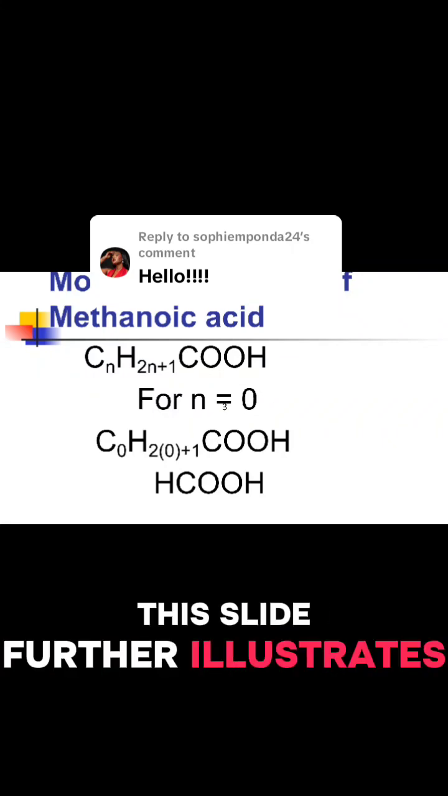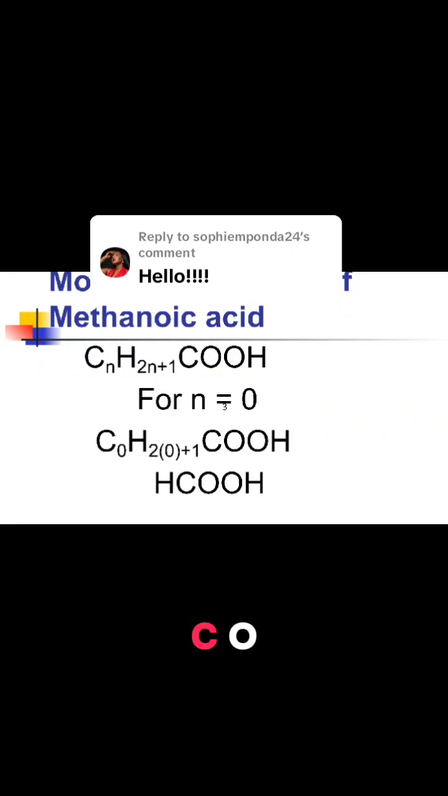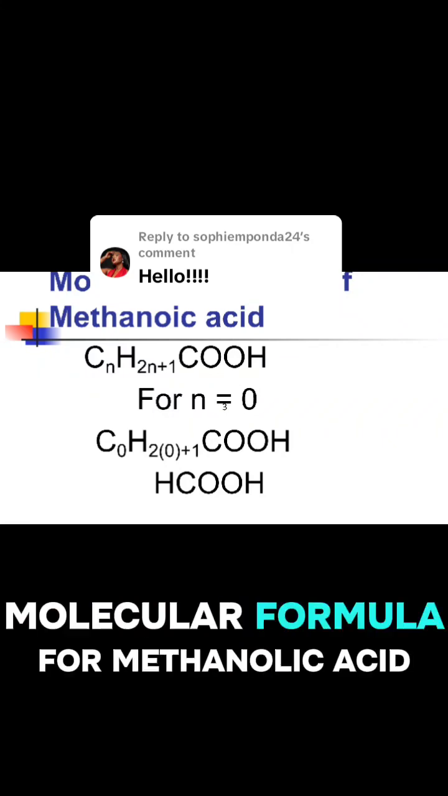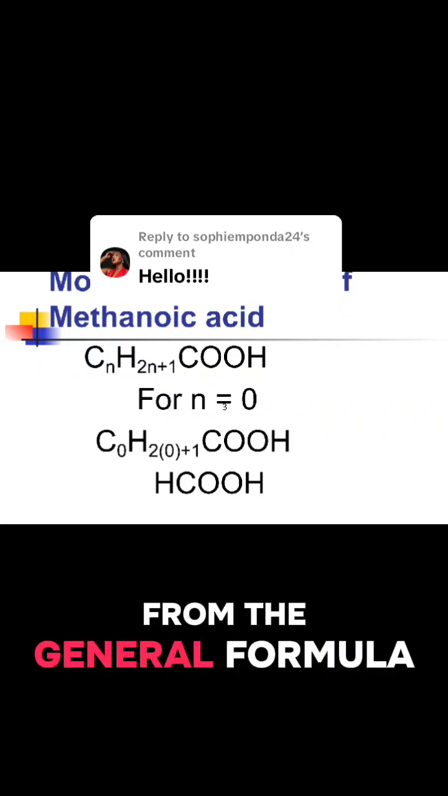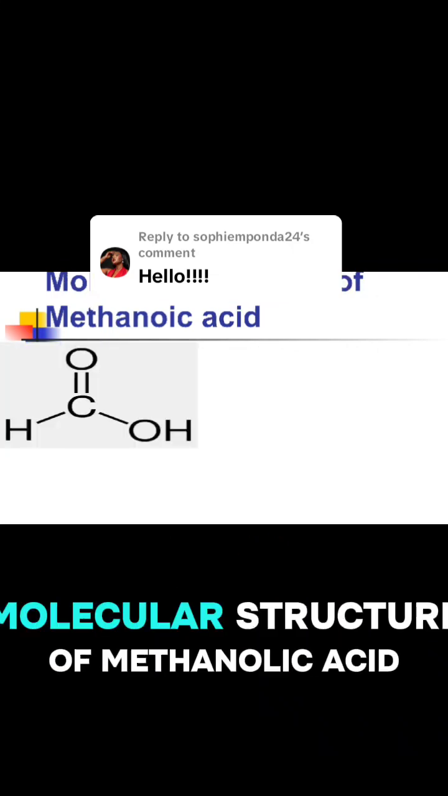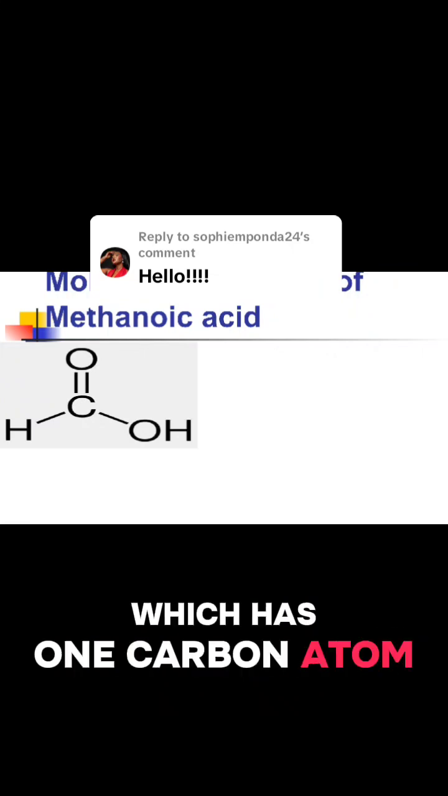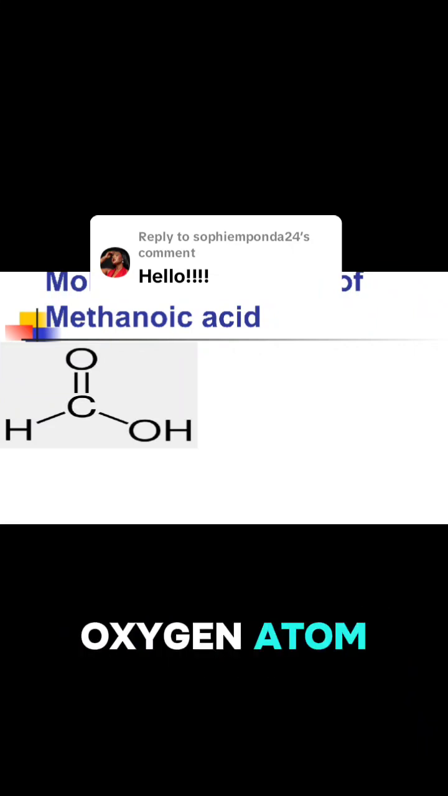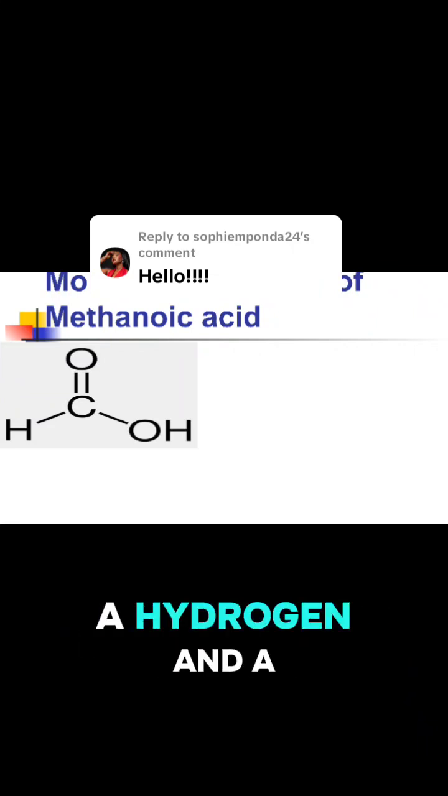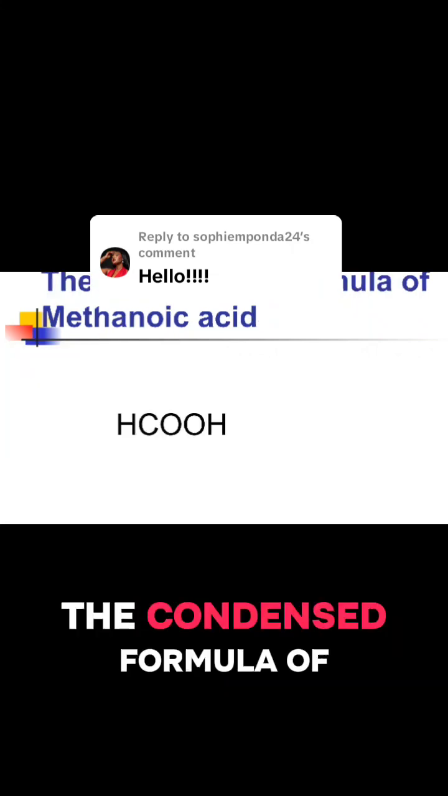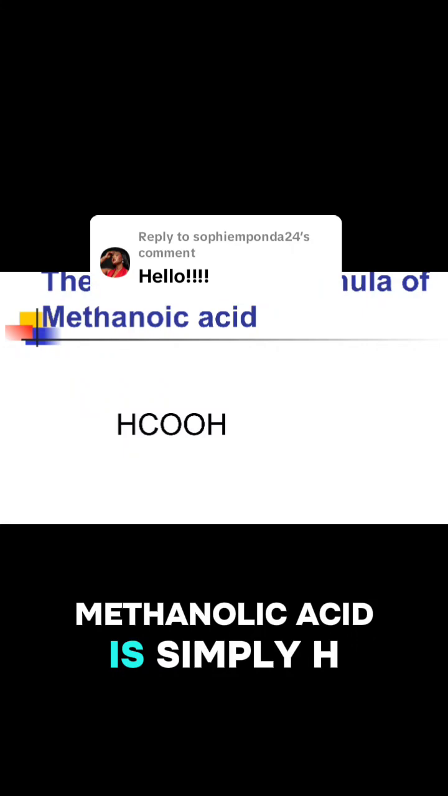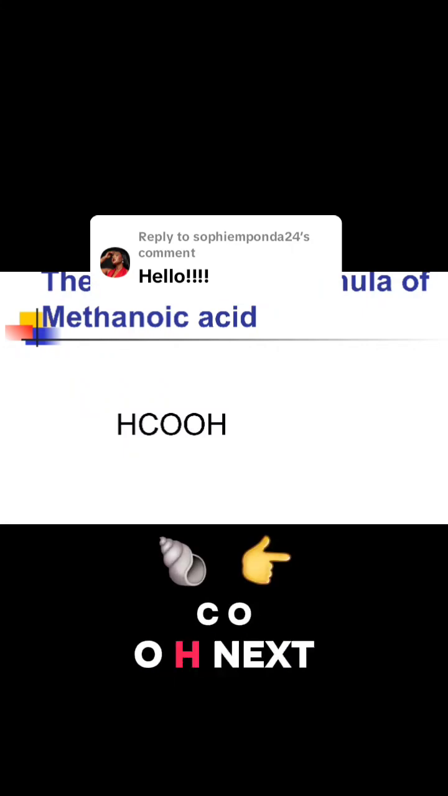This slide further illustrates the derivation of HCOOH as the molecular formula for methanoic acid from the general formula, where n equals 0. This image shows the molecular structure of methanoic acid, which has one carbon atom double bonded to an oxygen atom and single bonded to a hydrogen and a hydroxyl group. The condensed formula of methanoic acid is simply HCOOH.